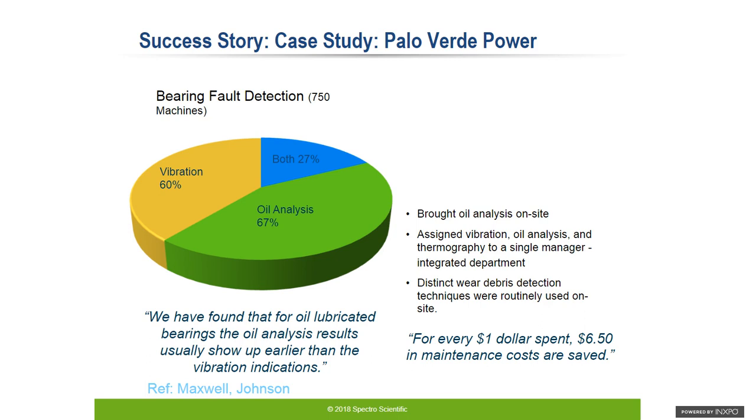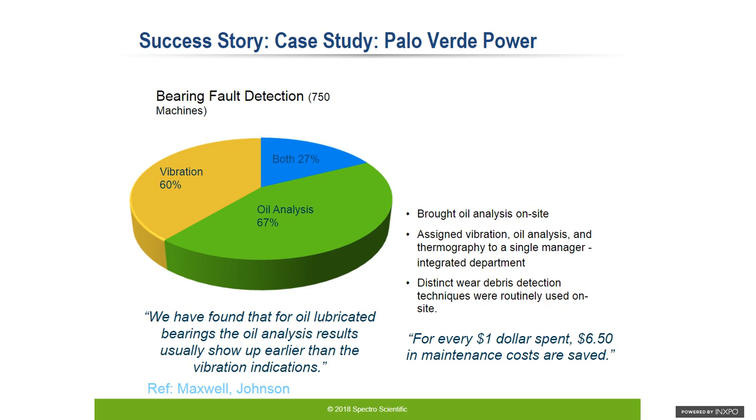And what they've seen is consistent advantages by looking at their on-site vibration and on-site oil analysis, and they can detect problems very, very early when they use both technologies or a combination of them to identify early problems. And they found that for oil-lubricated bearings, oil analysis results usually show up earlier than vibration, and they use the other technology to track in tandem and have consistently seen significant savings, all while improving their readiness level.